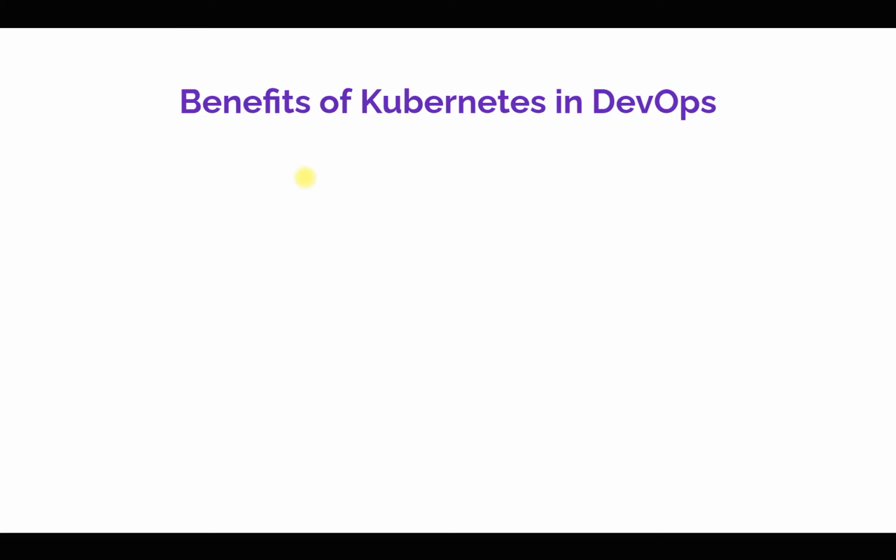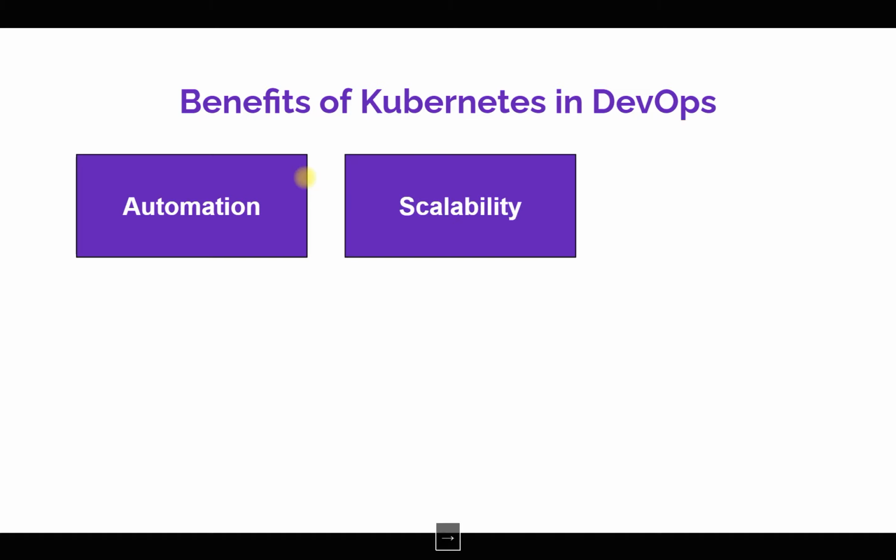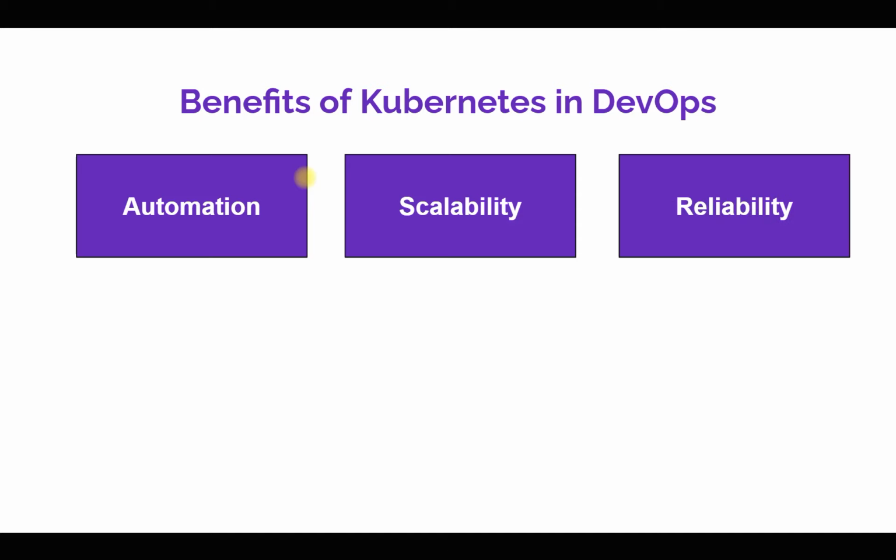So now it's time to talk about the benefits of Kubernetes in DevOps. As you know, Kubernetes helps DevOps practices by automating deployment, scaling and management. So the first benefit is automation. It automates many manual tasks, reducing the chance of human error. Next is scalability. Kubernetes scales applications effortlessly in response to demand, and it also provides reliability, which ensures high availability by distributing containers across multiple nodes. So these are the key benefits of Kubernetes in the DevOps domain. That's why we are able to deliver software faster.